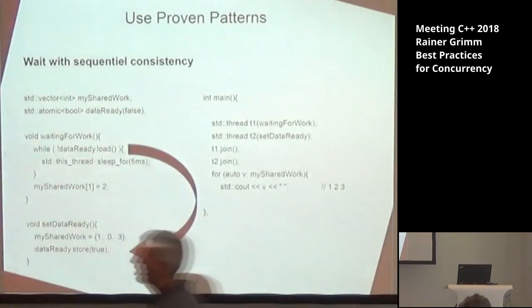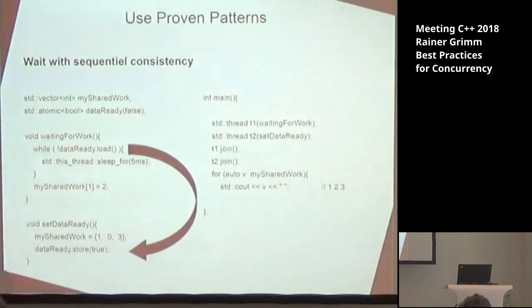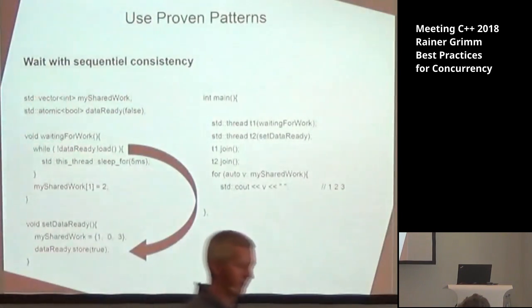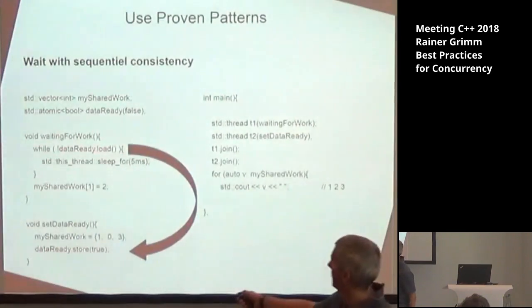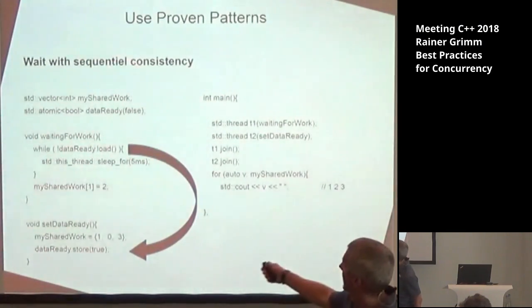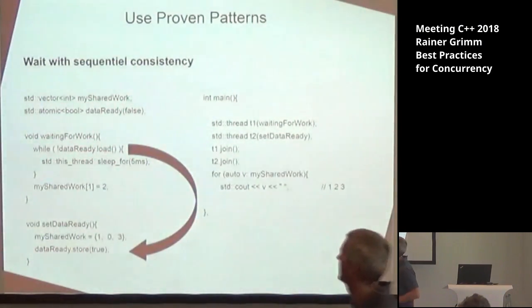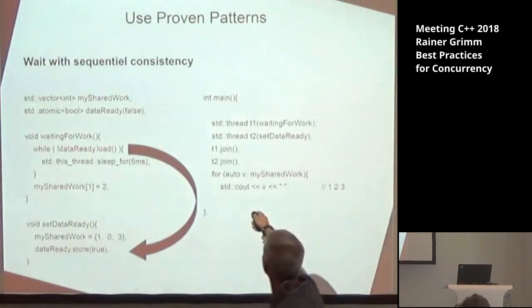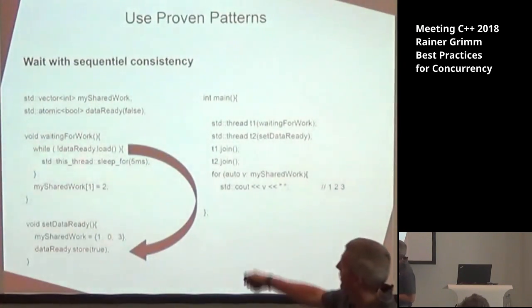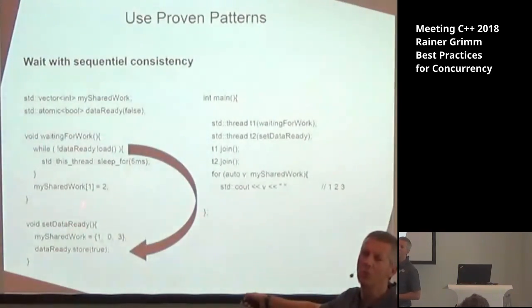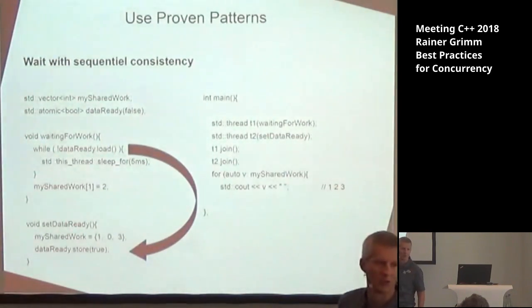Okay, but we have a few patterns which work with atomics. And I only want to show you these 3 ones. The first one is sequential consistency. The key point here is, do you see what I simulated here? A kind of a condition variable using atomics.